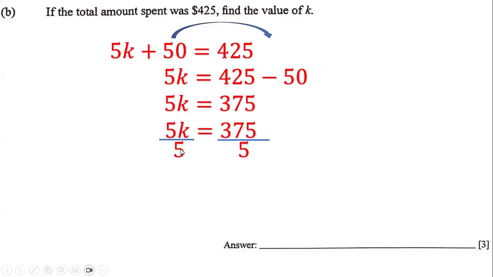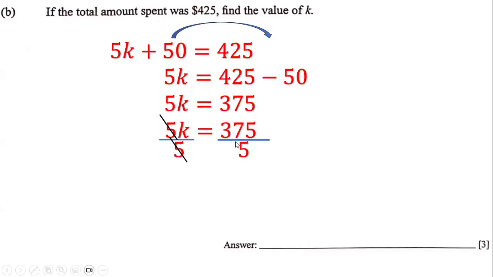So why do we divide both sides by 5? Because we want to get rid of this 5. That means we cancel those two 5s, right? The operation between 5 and K is multiplication, so in order to get rid of it, we have to do the opposite of multiplication. What is the opposite of multiplication? Division. Very good.